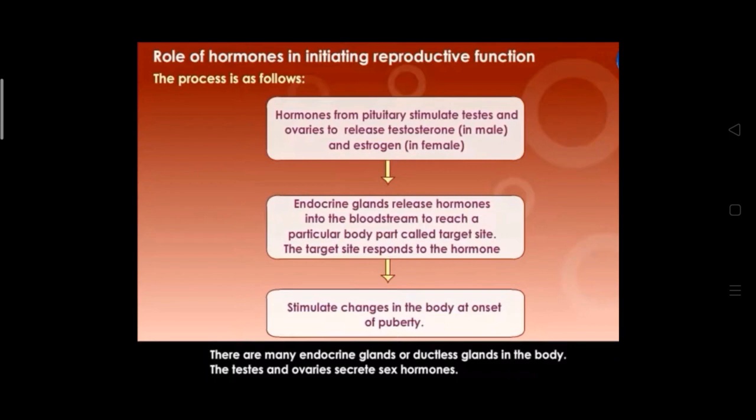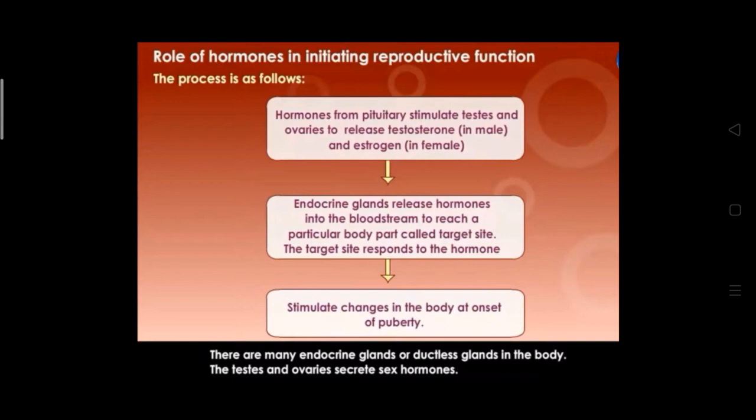The hormones from the pituitary gland. We already learned that the production of these sex hormones is under the control of the pituitary gland. The pituitary gland will secrete a hormone into the bloodstream. The target organ for this hormone is the reproductive organ of the organism. So when the pituitary gland secretes the hormone into the blood, the blood will transport this hormone to the target site, the reproductive organ. So hormones from the pituitary stimulate the testes if it is the male body. If it is the female body, it will stimulate the ovaries to release testosterone in the male body and estrogen in the female body.